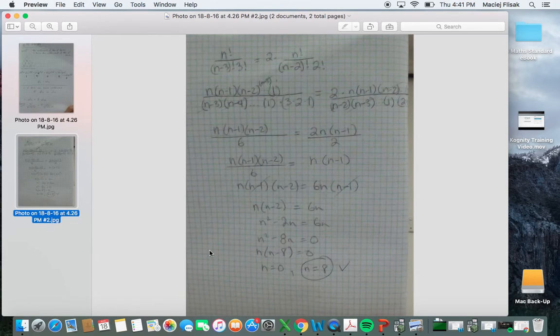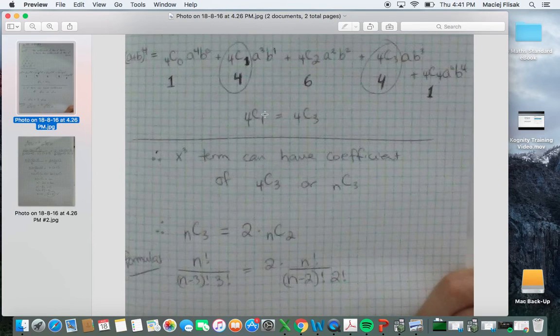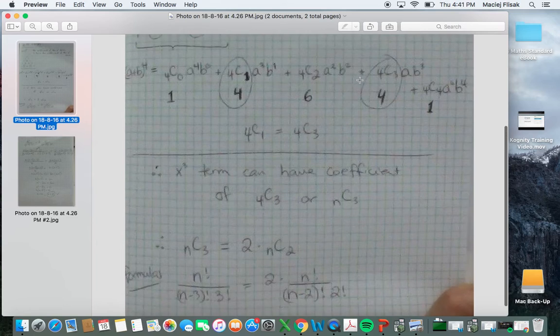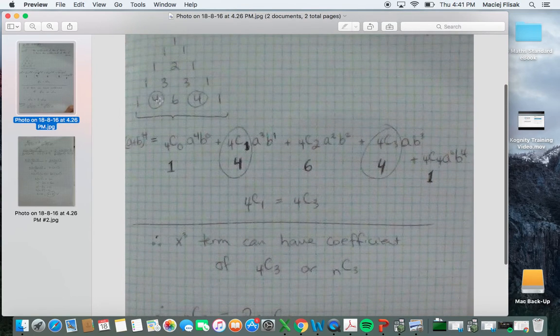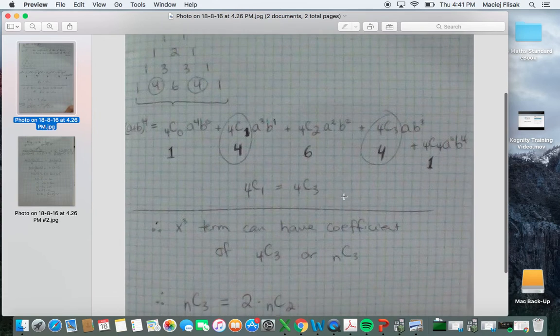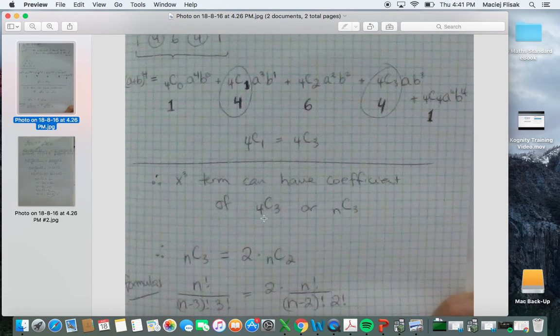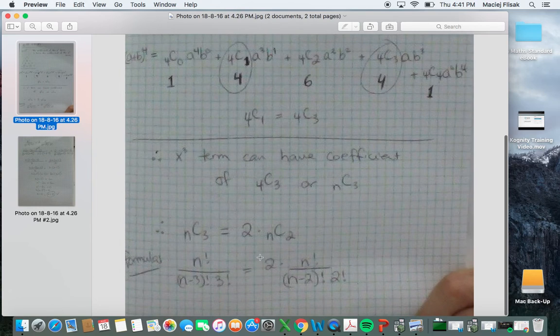So a few key steps there. Let's recap the key steps. Number 1 was to think about the expansion and notice the symmetry. The symmetry in Pascal's triangle. So over here is the same as over here. So something like 4 choose 1 is the same as 4 choose 3. All right? And that took us to 4 choose 3 being the x cubed coefficient, and that becomes n choose 3. That expanded, and so on.